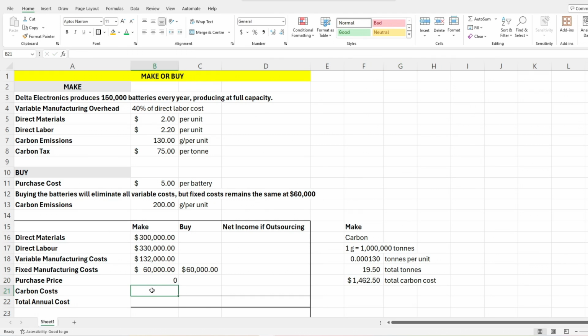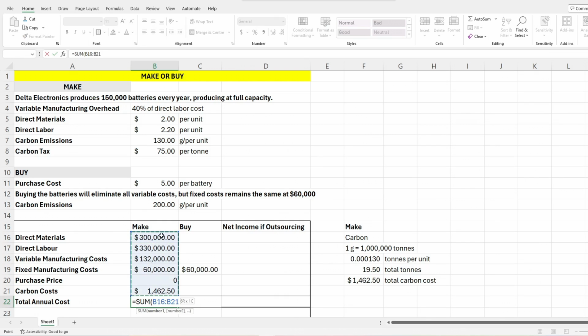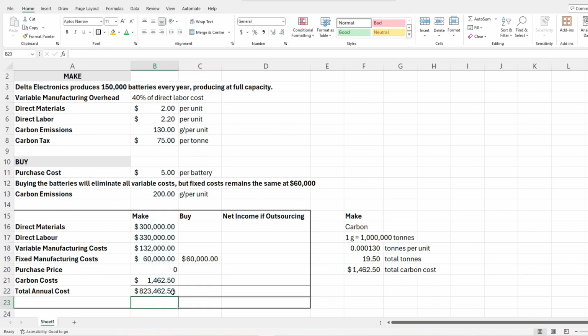All right, so I'll click here, click the equal sign, and then click our total carbon cost. And then I'll write the sum, select everything. So if you guys don't know how to do that, you just select the first one, hold shift, select the last one, and it selects everything in between, and it'll sum everything up.